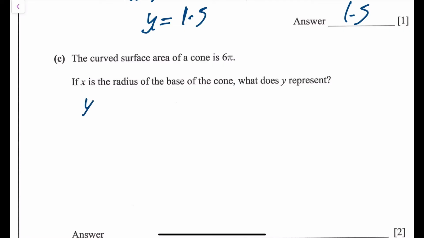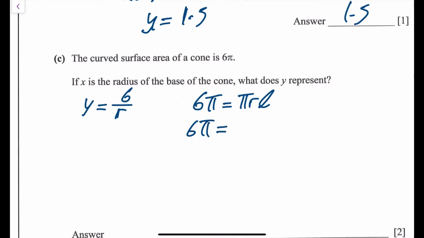Okay, so first of all, if x is the radius of the base of the cone, then instead of your x, write r, and we'll work this out. The curved surface area of the cone is 6 pi. Remember, curved surface area is pi r L, so 6 pi equals pi r L. Divide 6 pi by pi r and that would be equal to L, which means 6 over r, the pi's just cancel.